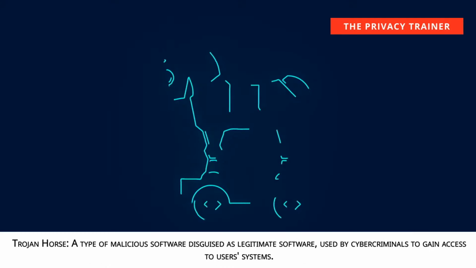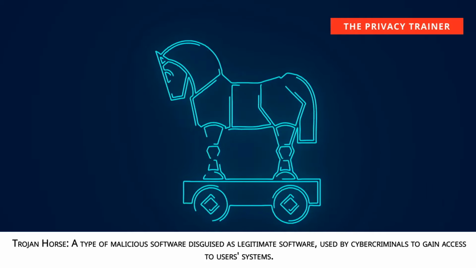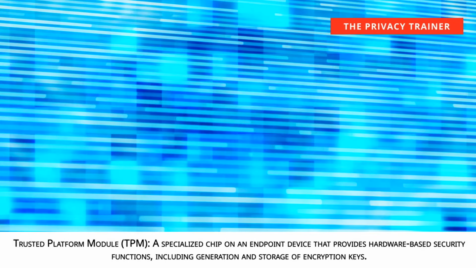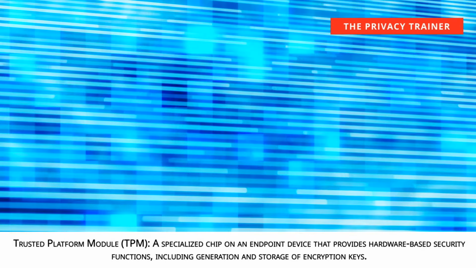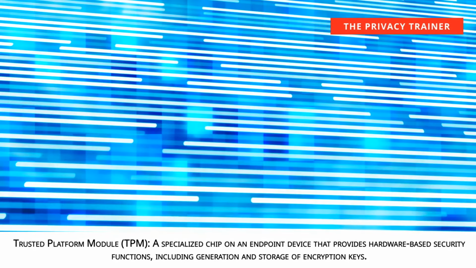Trojan horse. A type of malicious software disguised as legitimate software, used by cyber criminals to gain access to user systems. Trusted Platform Module, TPM. A specialized chip on an endpoint device that provides hardware-based security functions, including generation and storage of encryption keys.